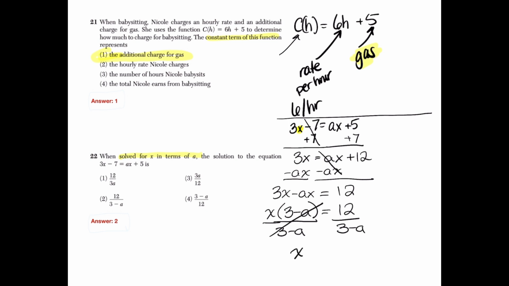So it just means 1x. And that leaves me with 12 divided by 3 minus a. Okay? So that is equal to our answer here, 12 divided by 3 minus a. So just to recap, you saw what I did.